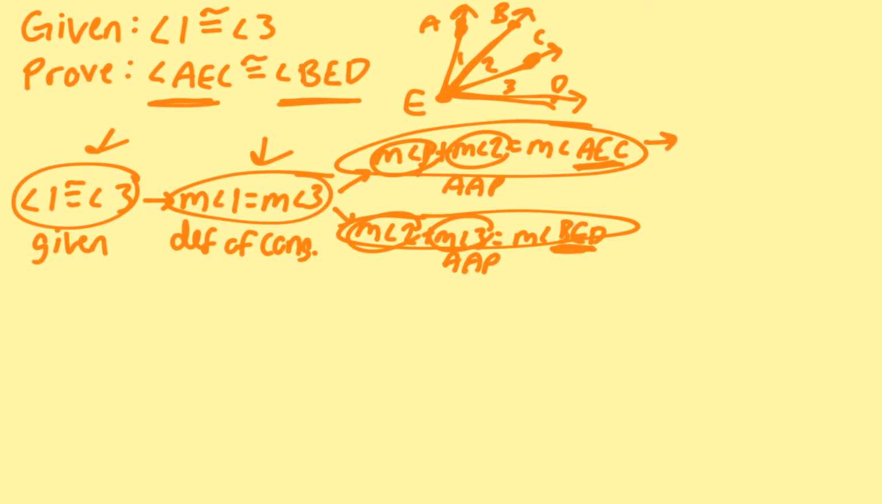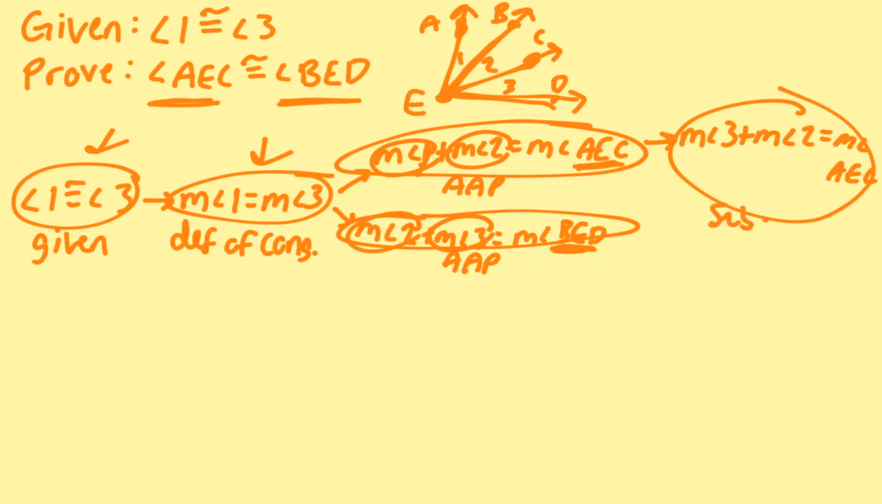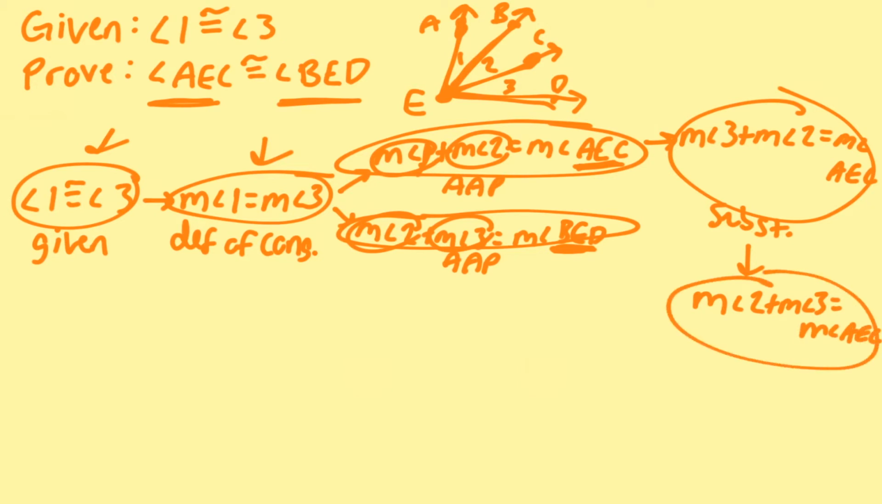So I'm just going to change this one. The measure of angle 3 plus the measure of angle 2 equals the measure of angle AEC. And that was by substitution. And I'm going to flip around those terms on the left. The measure of angle 2 plus the measure of angle 3. Because now it exactly matches the left side of this one. That was the commutative property.